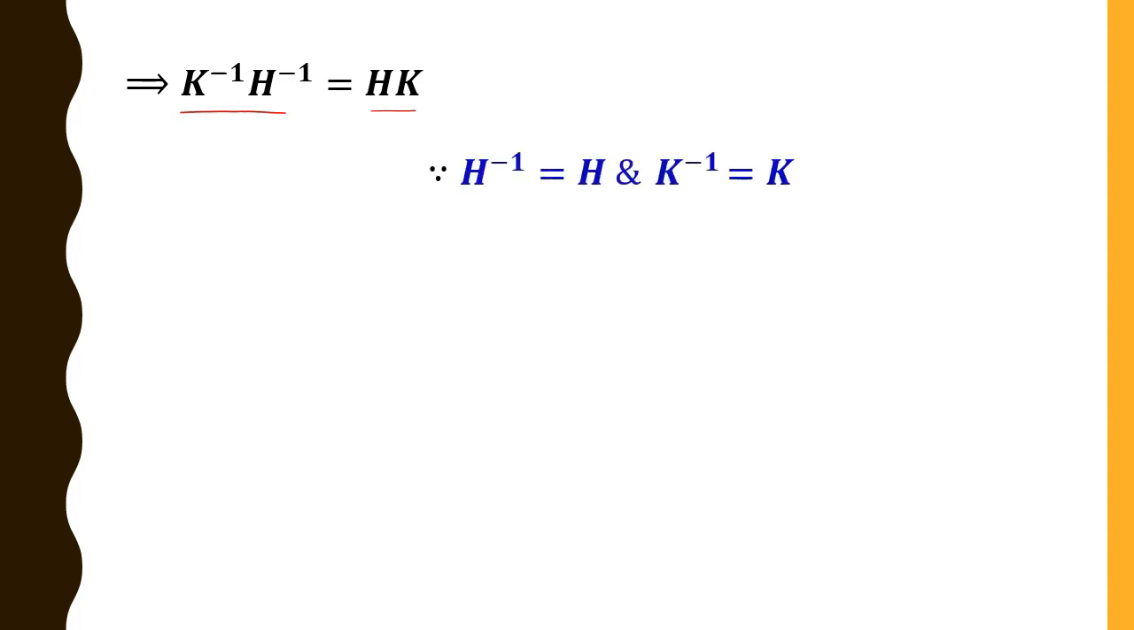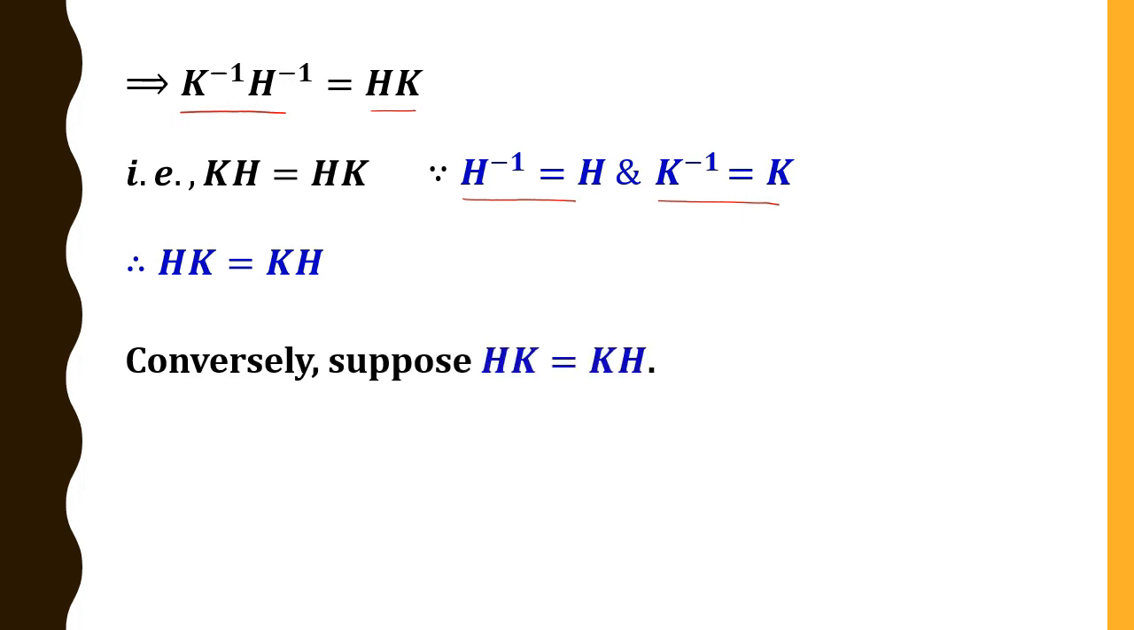Again, since H and K are subgroups, H inverse is equal to H and K inverse is equal to K. Therefore we shall replace left hand side. Therefore K inverse is nothing but K and H inverse is nothing but H. Therefore we get KH is equal to right hand side HK. Therefore we have proved HK is equal to KH. Next, conversely we shall assume that HK is equal to KH. And our aim is to prove that HK is a subgroup of G.